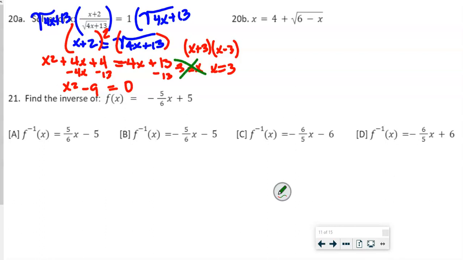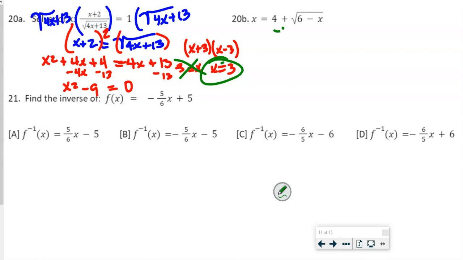Now we do the 3, that's 5. And if we do 3 times 4, that's 12. 12 plus 13 is 25. The square root of 25 is 5. And if we do a 5 over 5, that's 1. So this is our answer right here, the 3. The negative 3 does not work, and it's deemed an extraneous solution, okay?